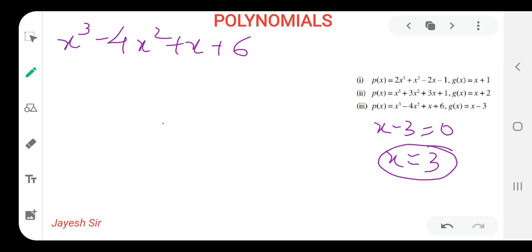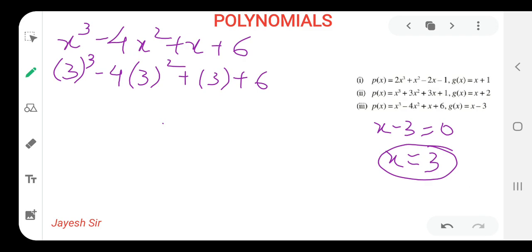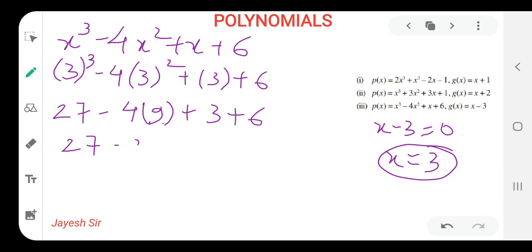Now we have to put the value of x over here. 3 cube minus 4, the value of x is 3. Again the value of x is 3, and now we will solve. 3 cube, that means 27. 4 into 3 square, that means 4 into 9, plus 3 as it is, plus 6 as it is. Now 27 minus 36 plus 3 plus 6.